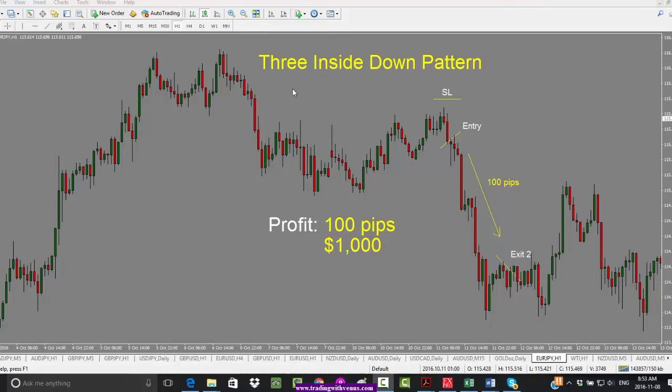We're looking at the 3 inside down chart pattern here. This is the Euro Yen 1 hour chart. If we take a look at this setup, this is what we're looking for. In the 3 inside down pattern, we will normally see a bullish candle and then a bearish candle that closes approximately 50% of the body of the bullish candle, and an engulfing bearish candle. So this is a pattern to go short on.